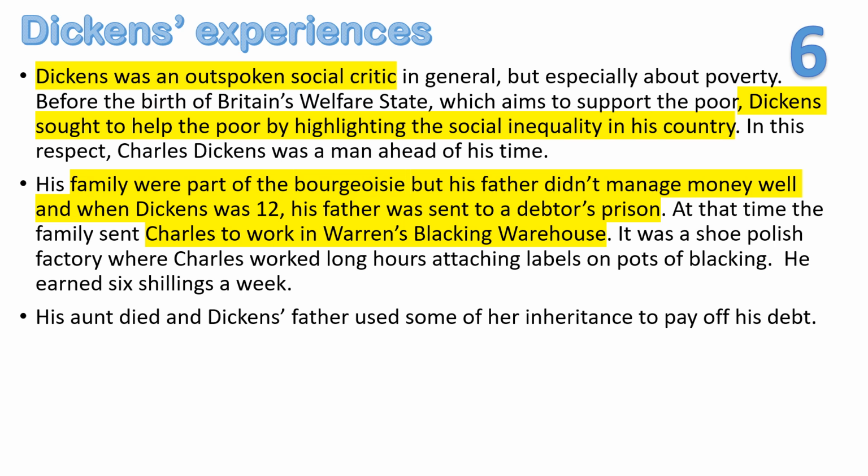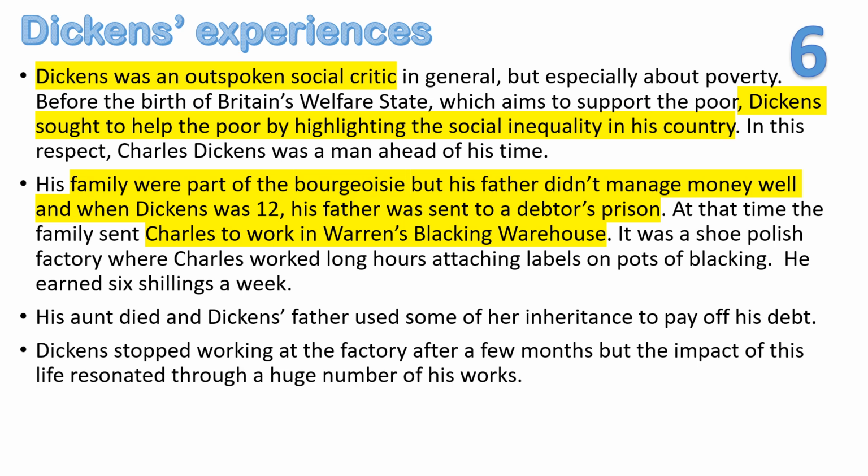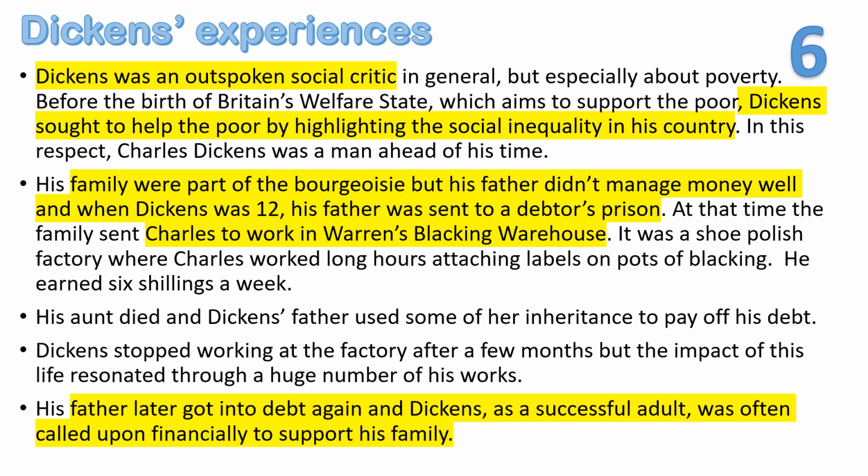His aunt died and Dickens' dad used some of the inheritance to pay off his debts, so money was a big thing. Dickens stopped working at the factory after a few months, but the impact of this life resonated through a huge number of his works, including A Christmas Carol. His dad was still terrible with money. He would later get into debt again, and Dickens, as a successful author, was often called upon financially to support his family.